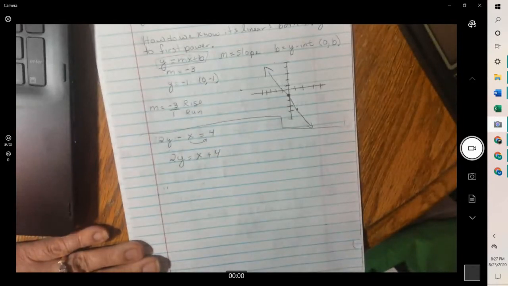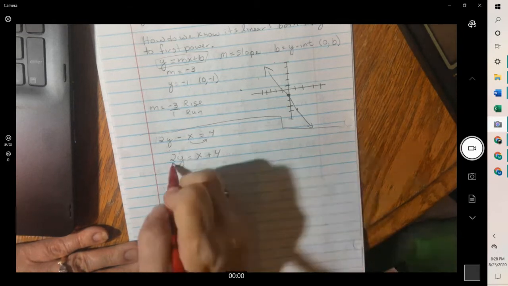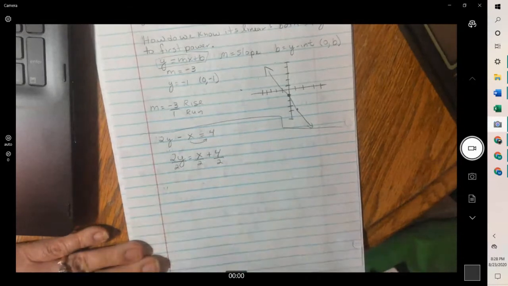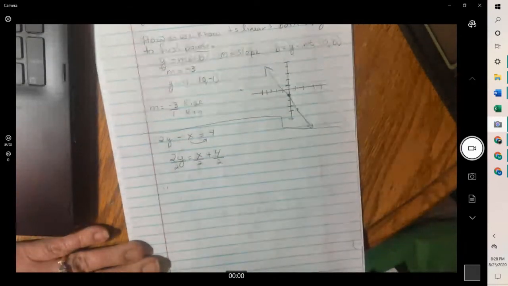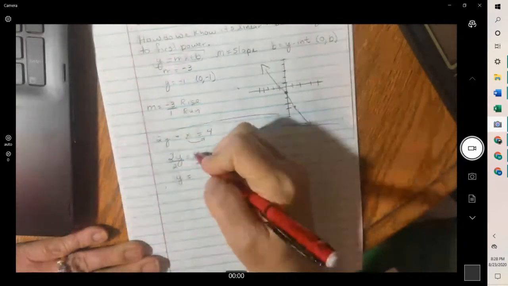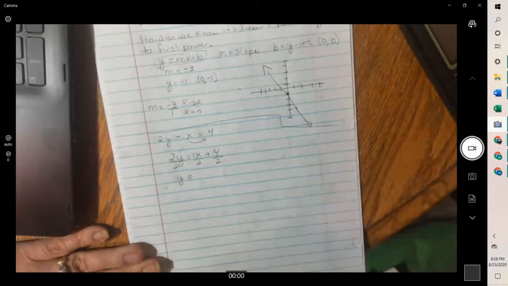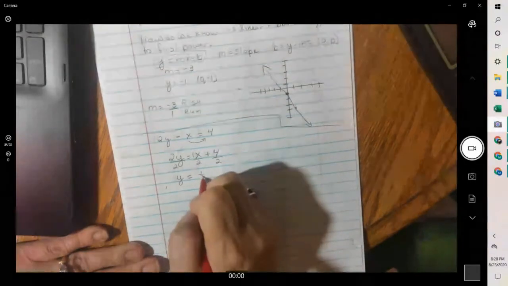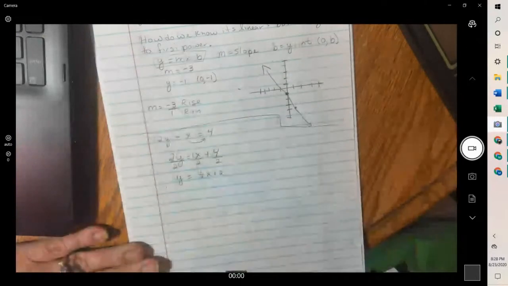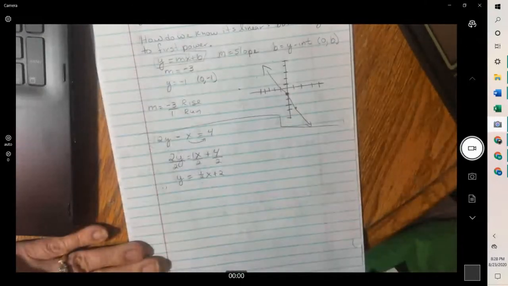The next thing we need to do is divide by the 2, because we want y by itself. Notice there's 3 terms, so you divide each term by 2. The first one, the 2's cancel and leave y equals. And then remember, when there's no number, it's a 1. So that's 1/2 x. And then 4 divided by 2 is 2. So then we can graph it.